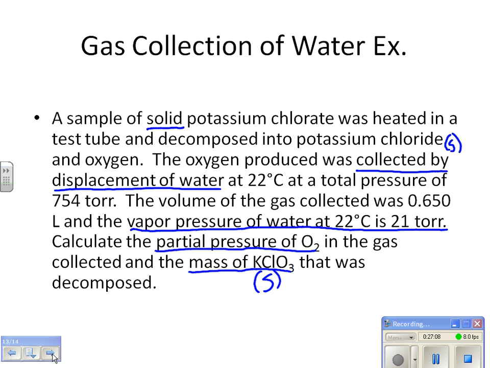Remember, that's a solid. So we have solid potassium chlorate. It is undergoing a chemical reaction called decomposition, forming potassium chloride and oxygen. What's the first thing we have to do? We have to write a balanced equation.